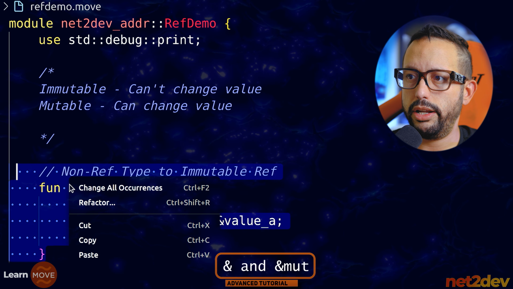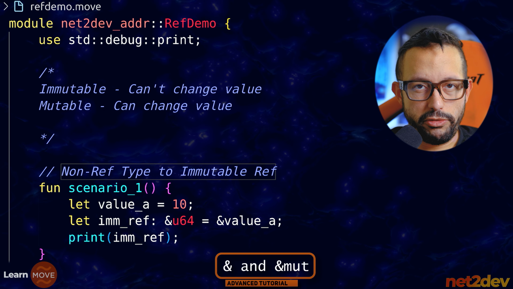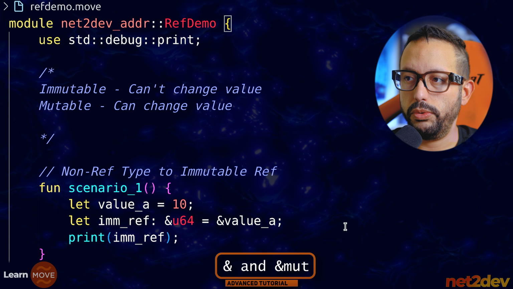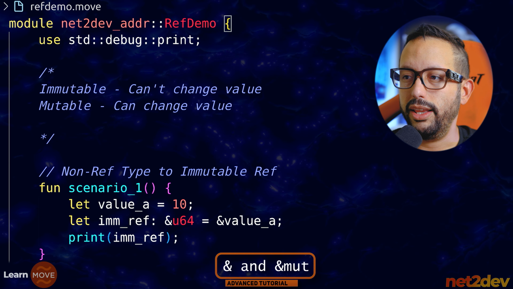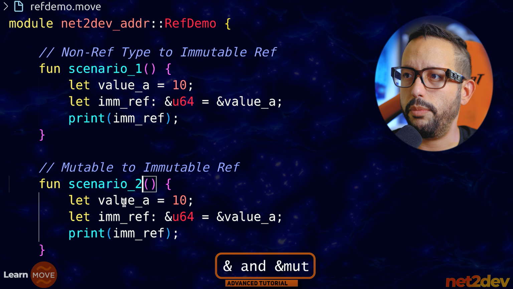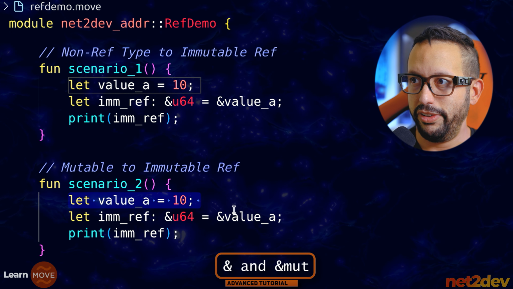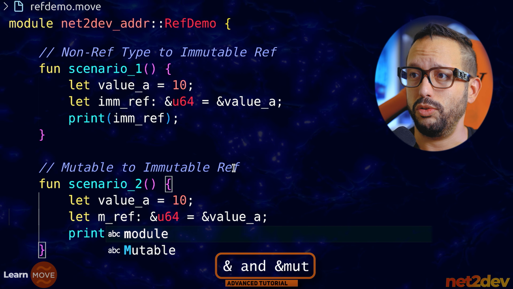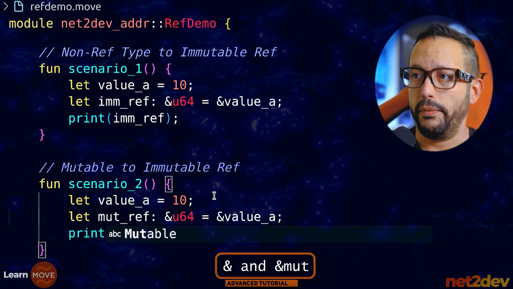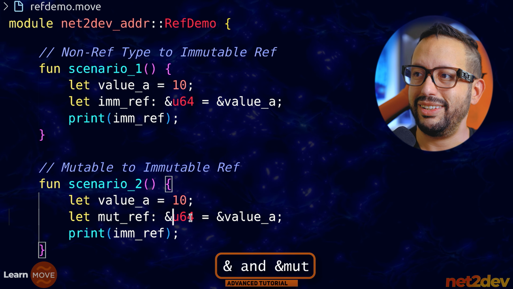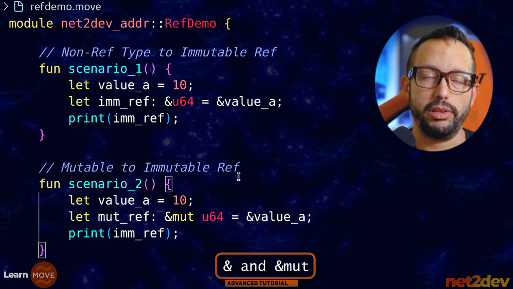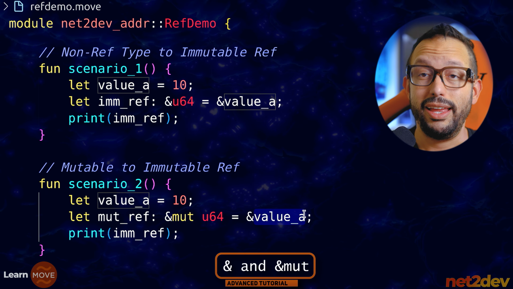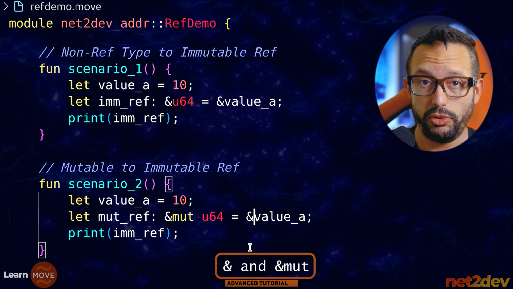Now let's do another scenario. In this scenario, we are going to update a mutable reference to immutable, okay? That being said, I'm going to say mutable to immutable. Let's call this scenario number 2. Scroll up, and we are still leaving the non-reference type, but now I'm going to convert this to mutable. So I'm going to pass it as a mutable reference. What I have to do right before the type is type mut. That basically makes a mutable reference. I am now going to pass this value_a as mutable as well.